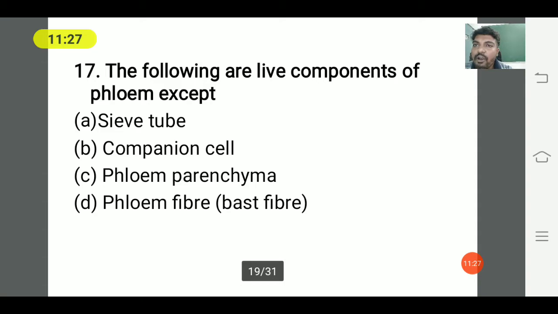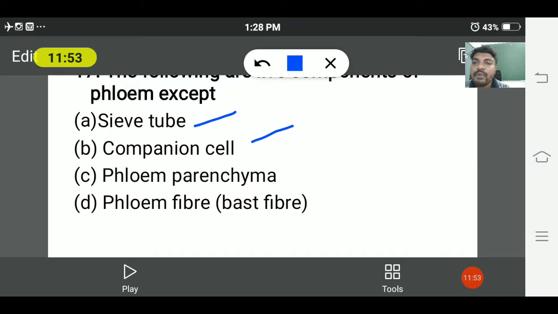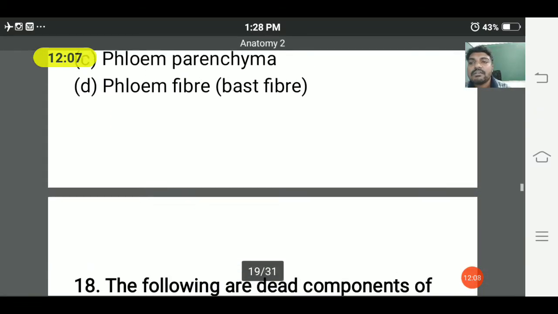17th question. Following are live components of phloem except. Let's see the options: A sieve tube, B companion cells, C phloem parenchyma, and D phloem fibers. Look here. Sieve tube cells are living cells. Companion cells are also living cells. Phloem parenchyma is also living cells. But phloem fiber is dead cells. So except phloem fiber, the remaining 3 cells are living cells. Option D is the right answer.